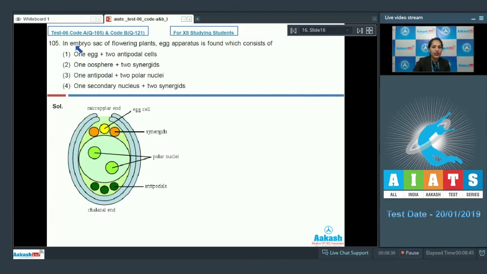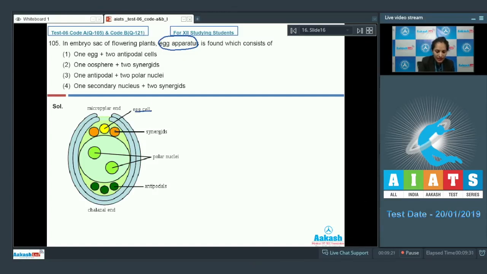Question number 105. In embryo sac of flowering plants, egg apparatus is found which consists of: first option, 1 egg plus 2 antipodal cells. Second, 1 oosphere plus 2 synergids. Third, 1 antipodal plus 2 polar nuclei. Fourth, 1 secondary nucleus plus 2 synergids. What is egg apparatus? Before solving this question, you should know what are the cells or structures present in the female gametophyte or embryo sac of the flowering plants.